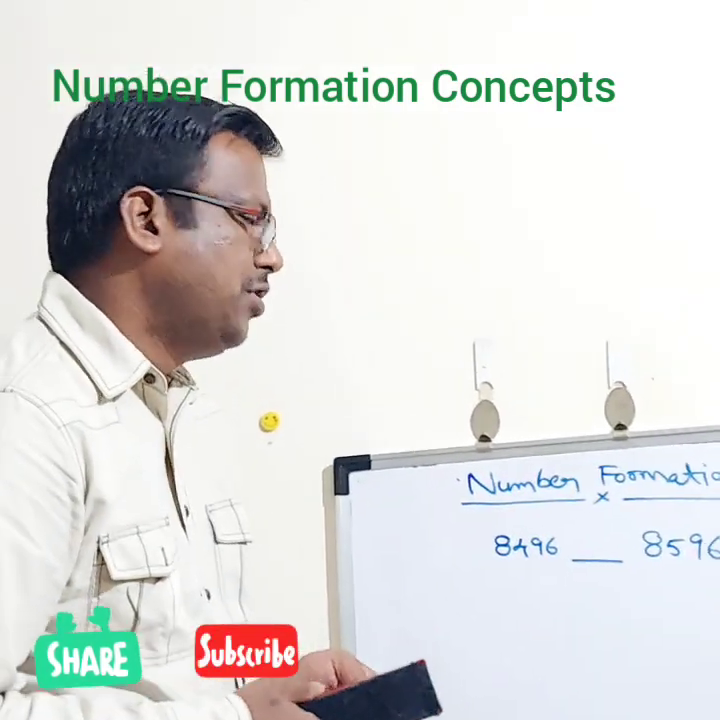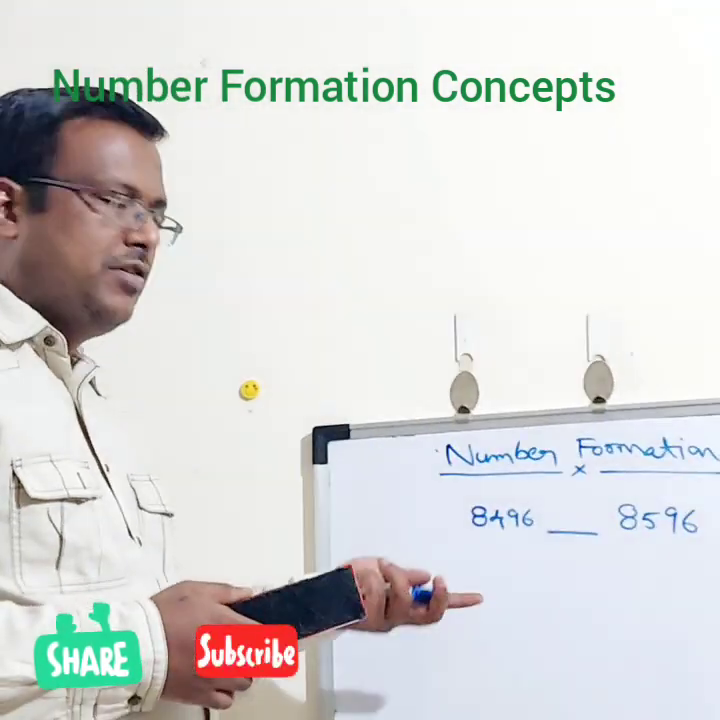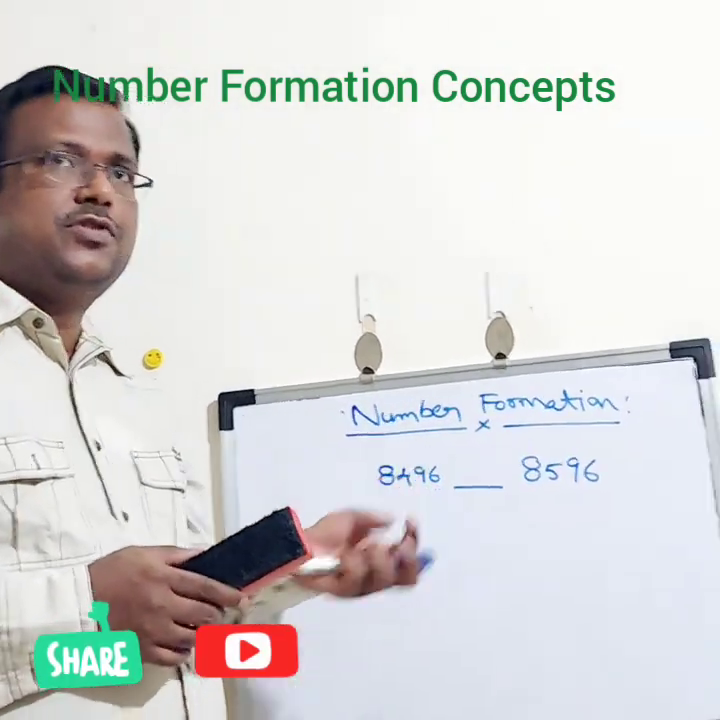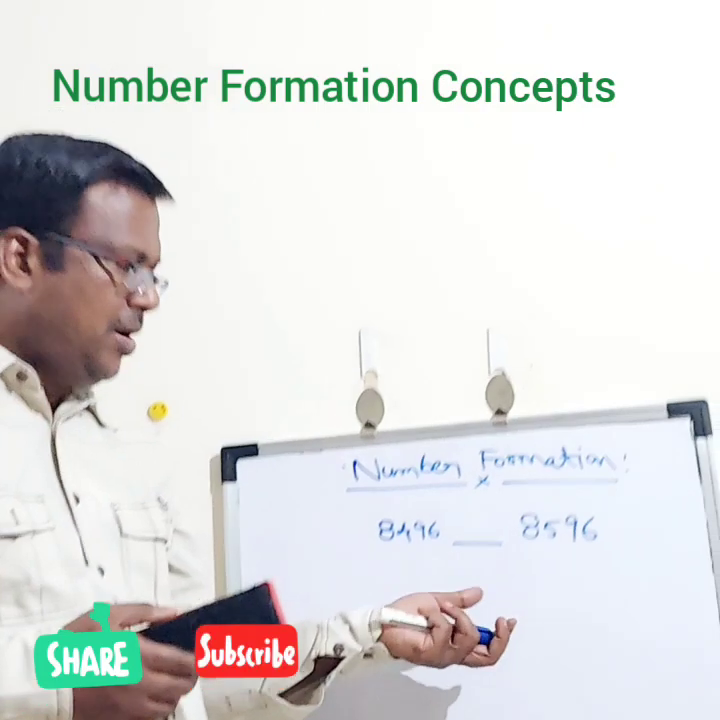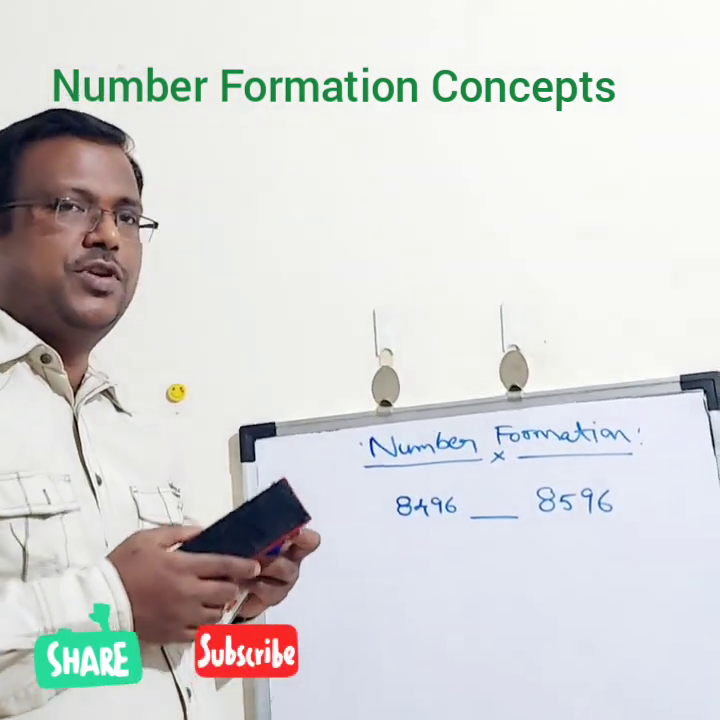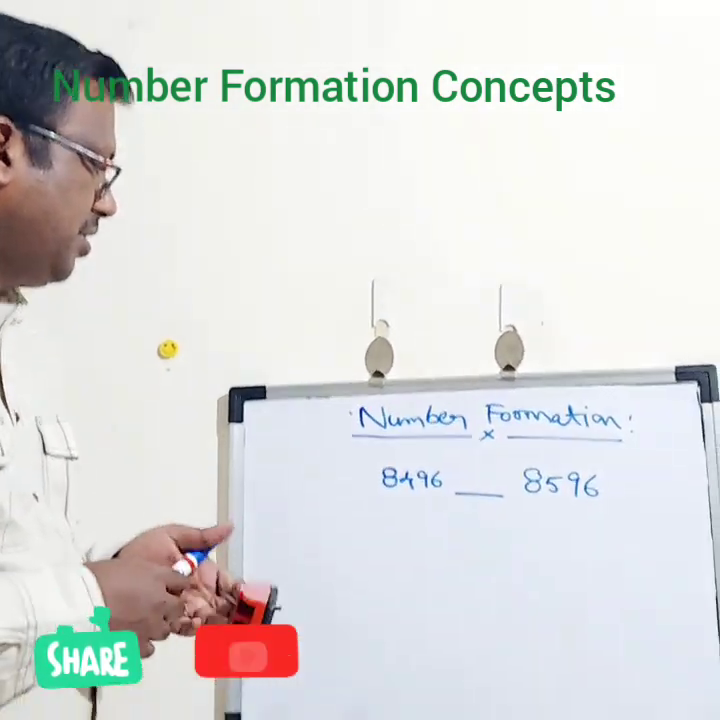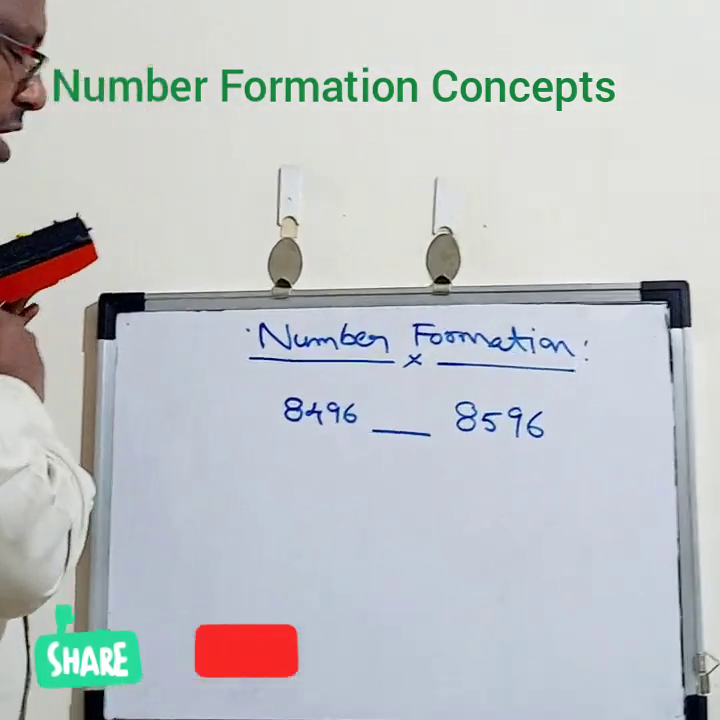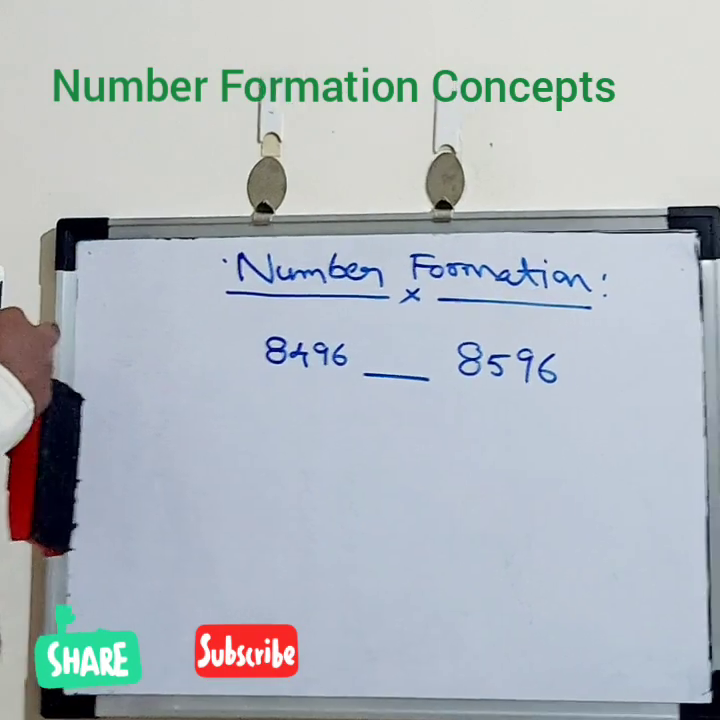Now we'll see one more problem. These problems look very simple, but sometimes due to confusion you may choose the wrong answer. I'm talking with respect to the primary students. Here the problem is given as 8496 and 8596. Which symbol will come over? Whether we should use greater than or less than.